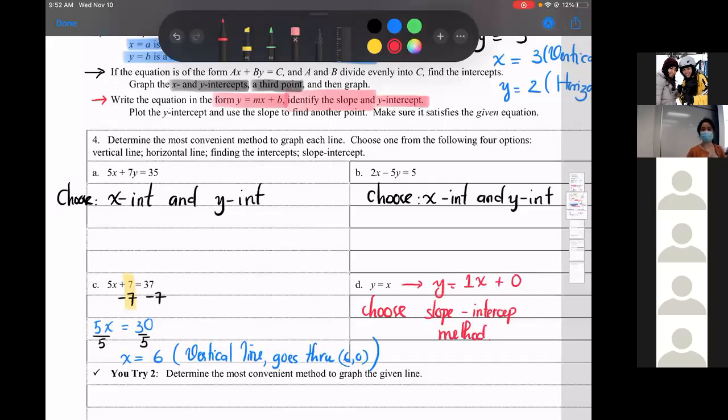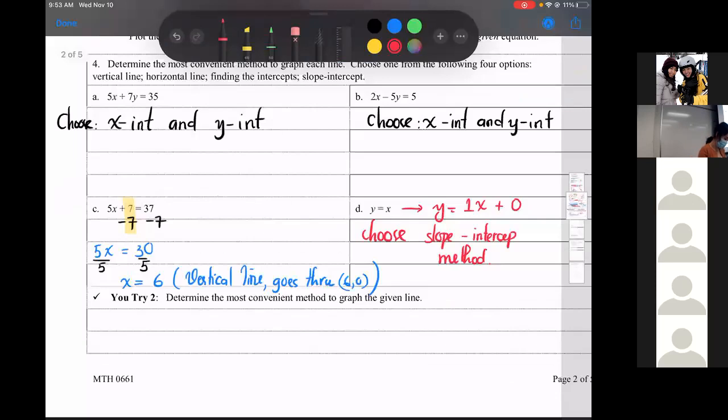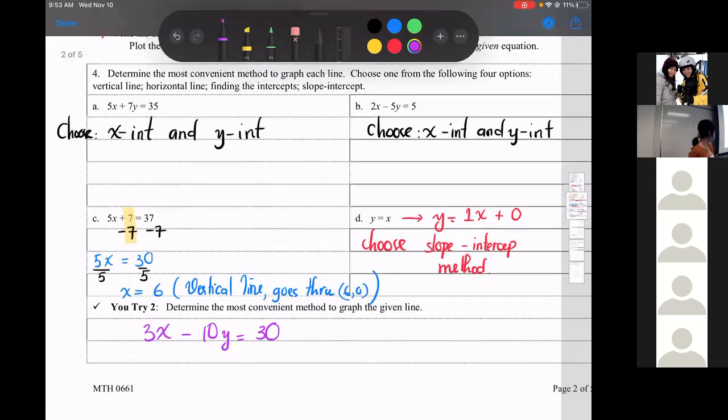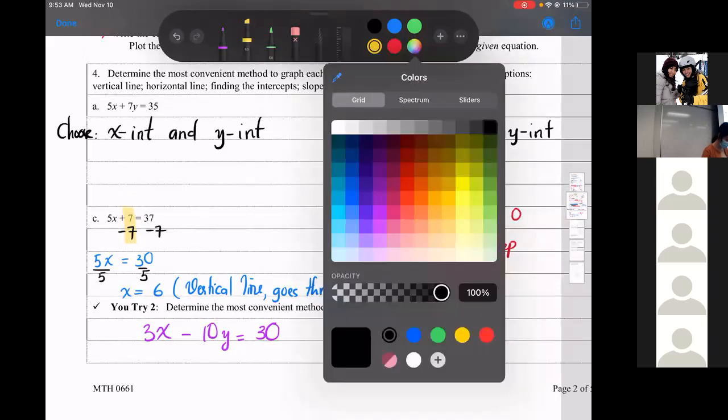Are you clear on these 4 types? If it's just y or just x, you use either vertical or horizontal. If y is solved for, then you use slope-intercept. If x and y are on the left-hand side and the right-hand side is just the constant, then you use the x-intercept and y-intercept. You try this: 3x minus 10y equal 30. Do not solve. They just want you to determine which method, just like we did above.